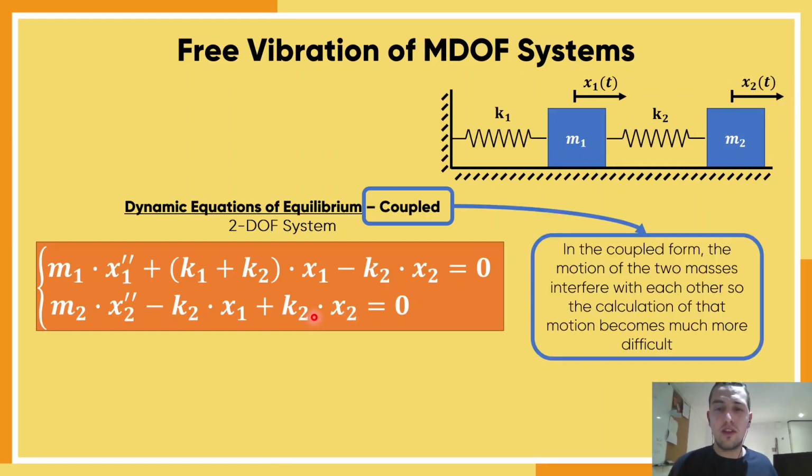That means we can't solve them independently. This basically means that the motion of the two masses is interfering with each other, and therefore the calculation is a lot more difficult than it was in a single degree of freedom. And that's a problem, and that's a problem that we're going to try to solve in the next few videos.